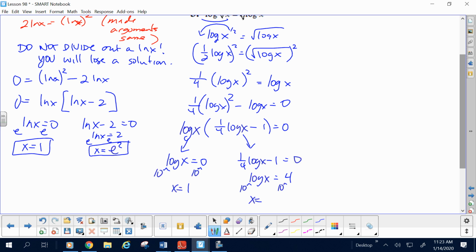So x is 10 to the 4th, which is what? 10,000 or 1,000 or 100,000? So what is it? 10,000, yes. So your answers are 10 to the 4th and 1.